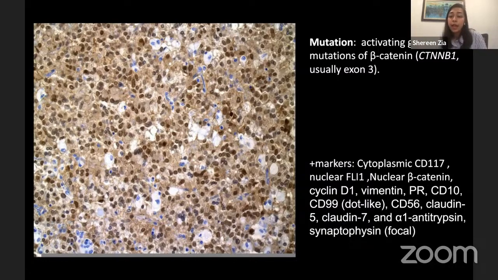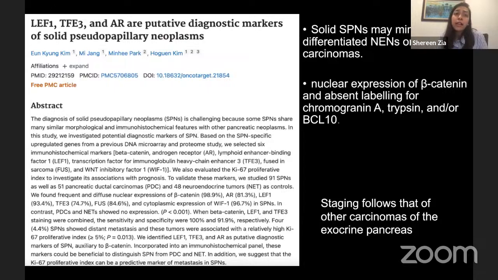Then other than that, they're positive for cytoplasmic CD117, nuclear beta-catenin as mentioned over here, then PR, CD10, CD99, and it can be positive in the patients. LEF1 is another marker. I just put it from one of the research papers, that it can be a diagnostic marker for solid pseudopapillary neoplasm, if it's available in the facility. And the staging is according to the exocrine carcinomas of the pancreas.